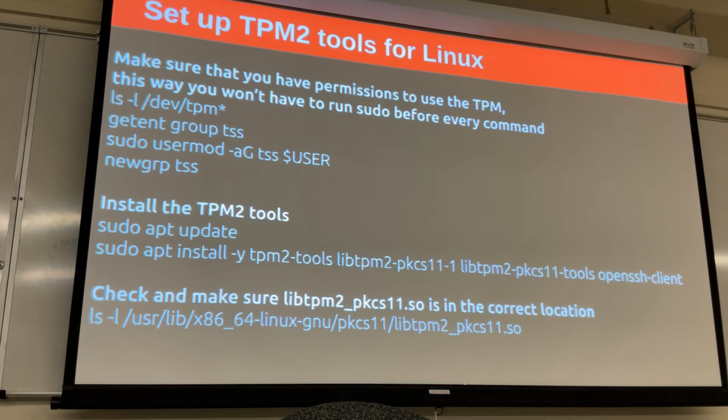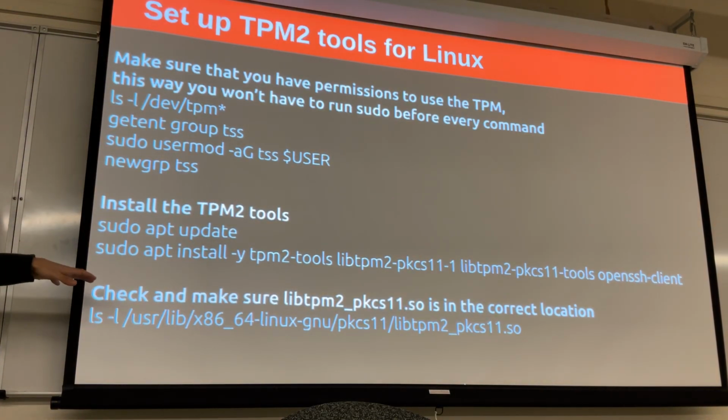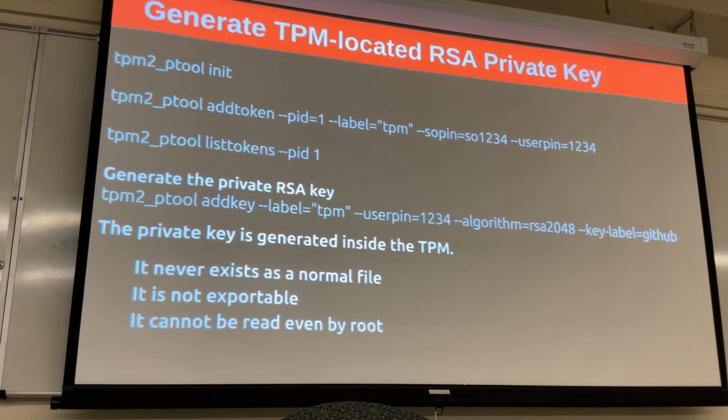You want to make sure you have permissions to actually do this. So if you run these commands and you don't run this first, you will have to sudo every time you want to talk to your TPM. So you run these so you don't have to run sudo every time, and then you install the TPM tools. Again, most of you probably have OpenSSH client, but some of these other ones you'll need. Check and make sure that libtpm2 is in the correct location. So the shared object, make sure it's in /usr/lib/x86_64-linux-gnu, that thing. If it's there, everything's all good, then you can do this.